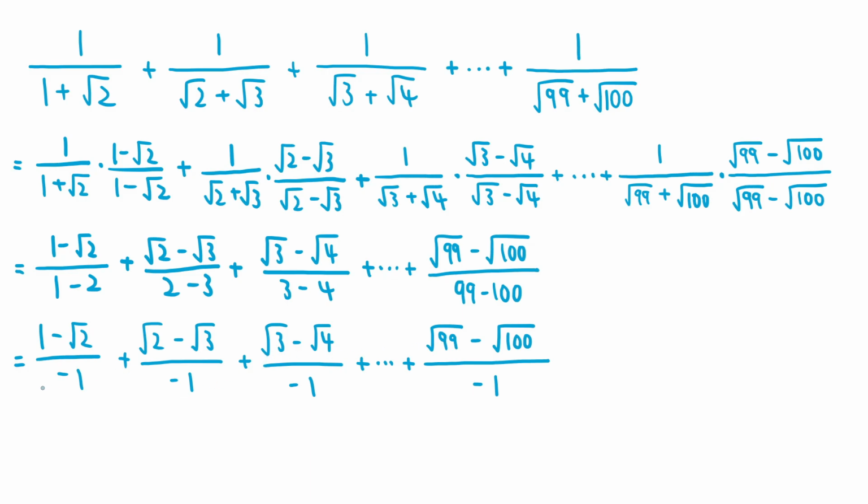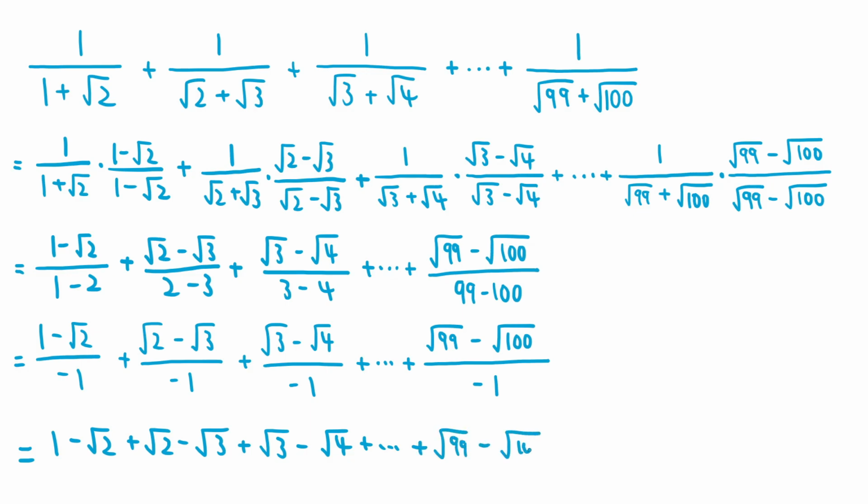And notice how the denominator in each term is -1, so we can combine this into a single fraction. So this equals 1 minus square root of 2 plus square root of 2 minus square root of 3 plus square root of 3 minus the square root of 4, and so on, until plus the square root of 99 minus the square root of 100, and this is all over -1.